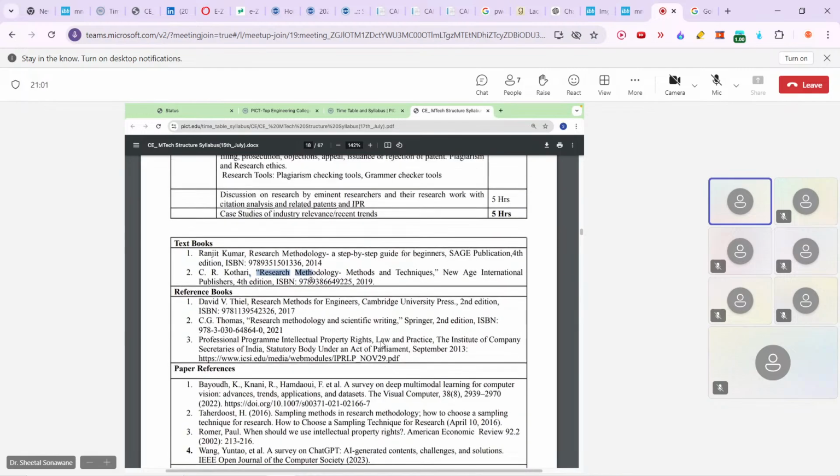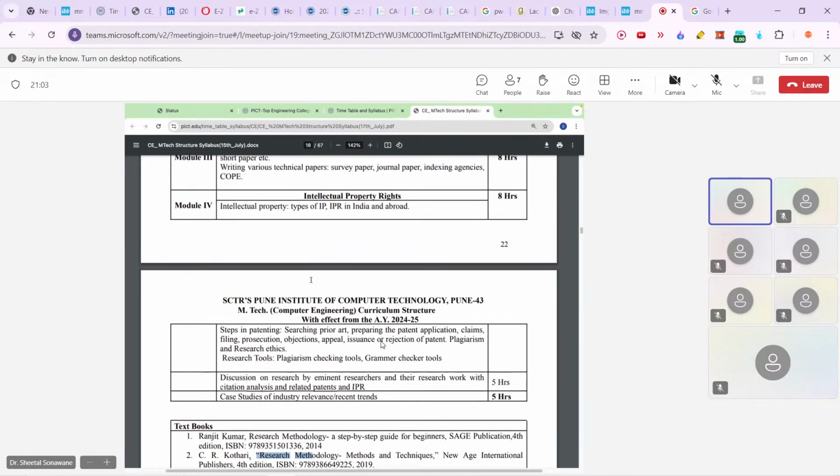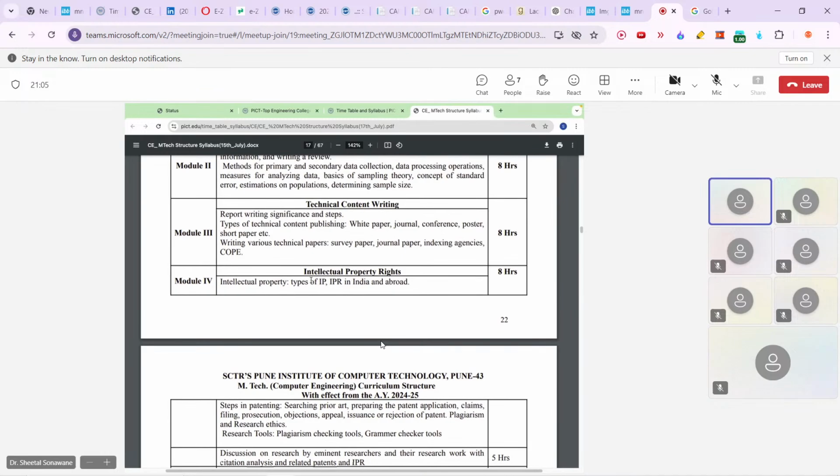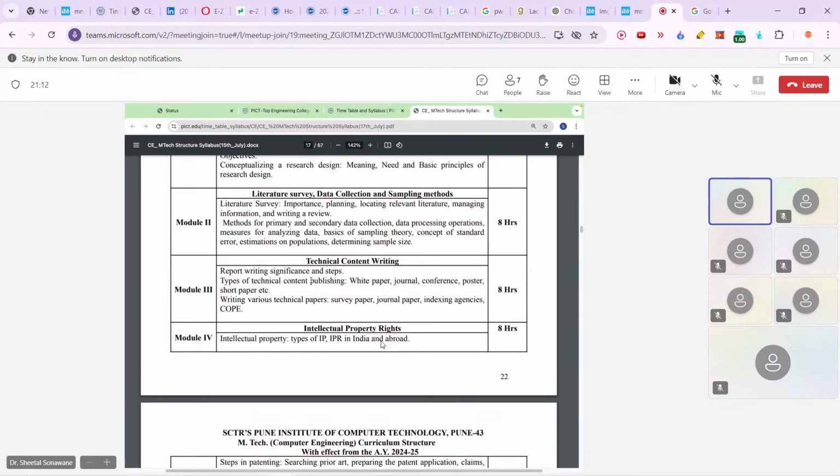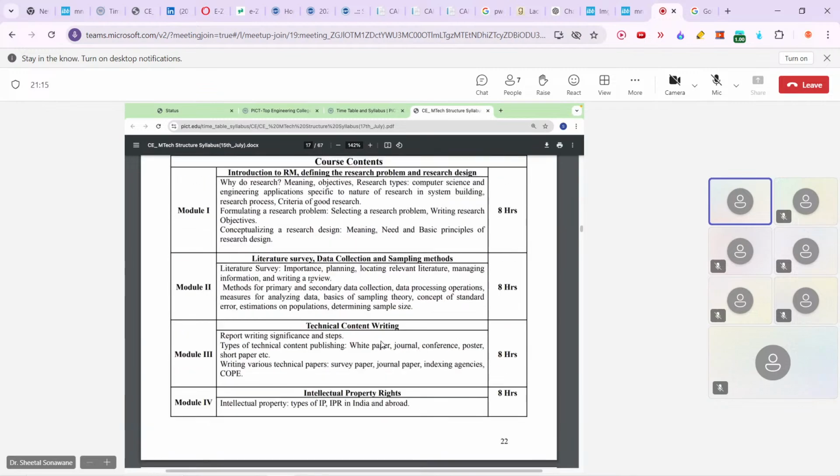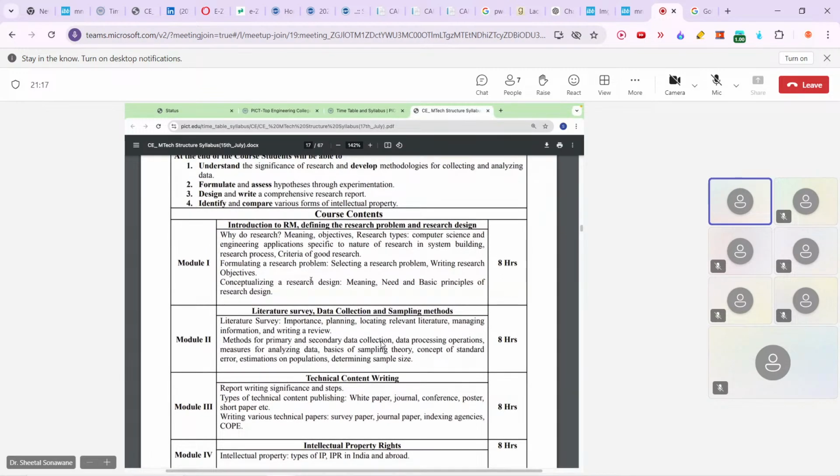Earlier we were having 6 units, but now it has been reduced to 4 units because we have only 3 lectures per week. That's why the contents are reduced. But the major theme of research methodology we have to maintain. And I will try to cover the important elements of the subject, and accordingly we will take it in the assignment as well as in the quiz and other sections.